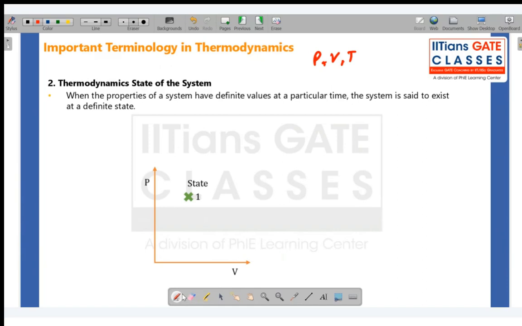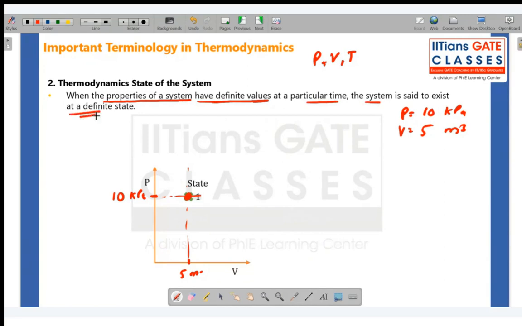Okay, state. Basically, if you fix the value of properties, for example, I have fixed pressure equal to 10 kilopascal and volume equal to 5 meter cube, I mark 10 kilopascal here and 5 meter cube here. If I come to a point, this is my state of system. In order to define the state of system, you should have definite values of the properties. When the properties of a system have definite values at a particular time, the system is said to exist in a definitive state.